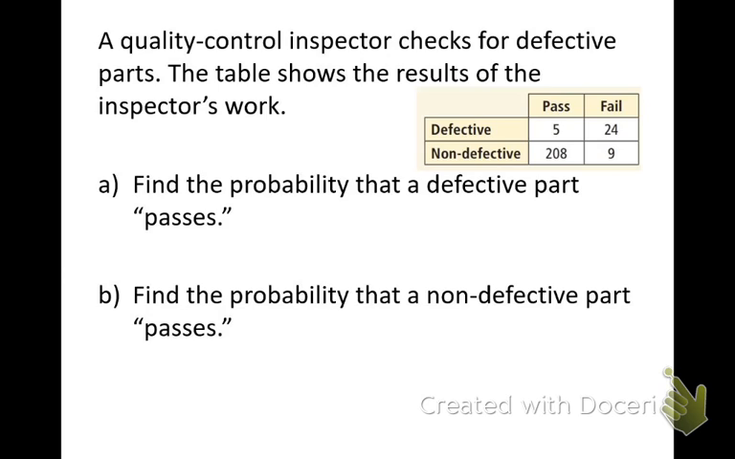All right, so a quality control inspector checks for defective parts. The table shows the results of the inspector's work.